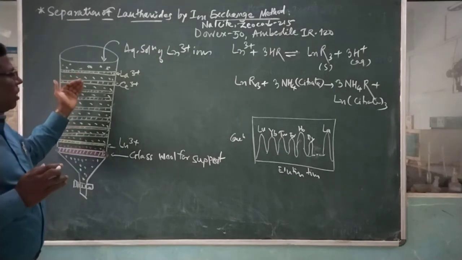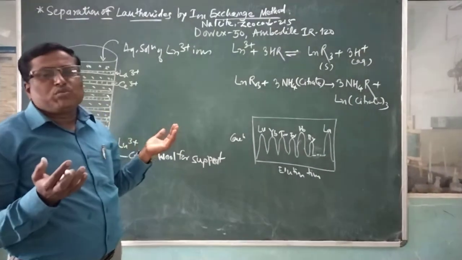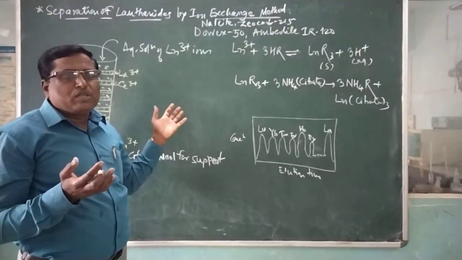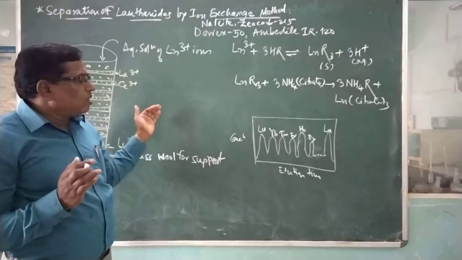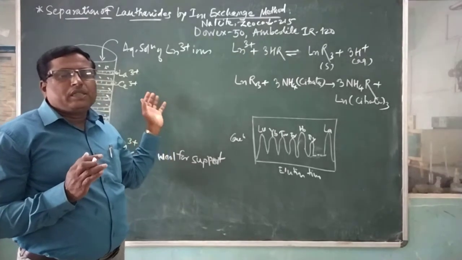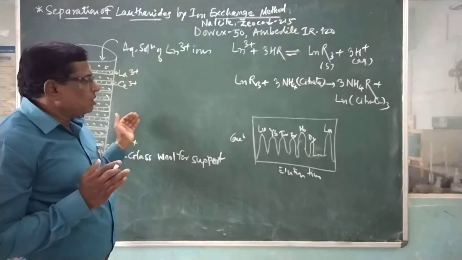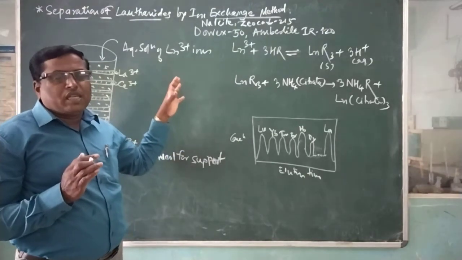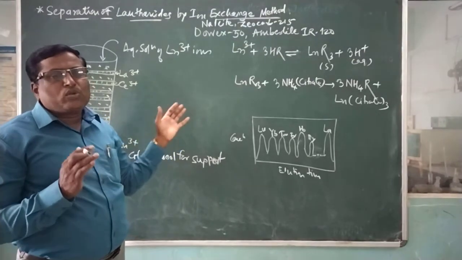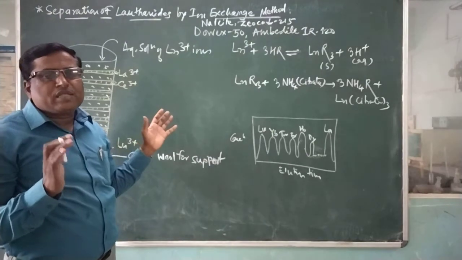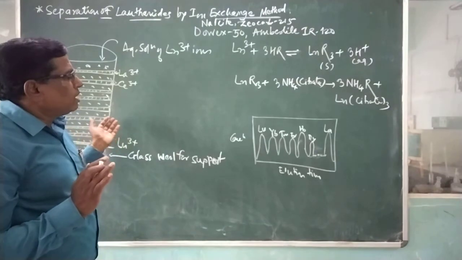Now, generally, which principle can be used for the separation? We have seen this in the consequences of lanthanide contraction. First, basicity decreases from lanthanum to lutetium. This principle can be used. Again, atomic size decreases from lanthanum to lutetium. That is, lutetium has a very small size, and lanthanum has a large size. This idea can be taken.